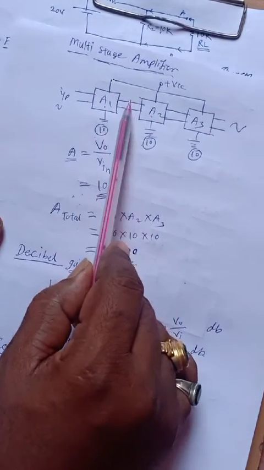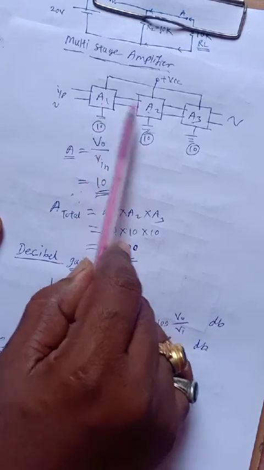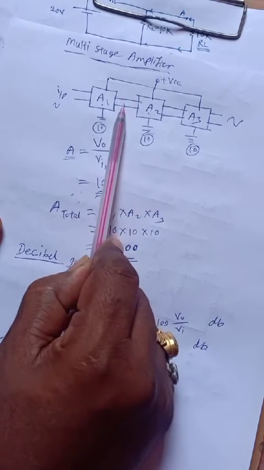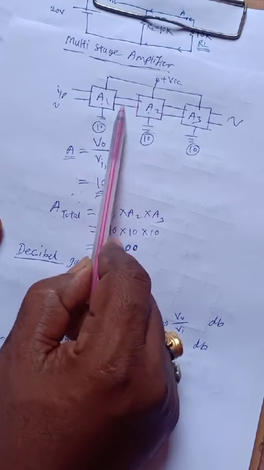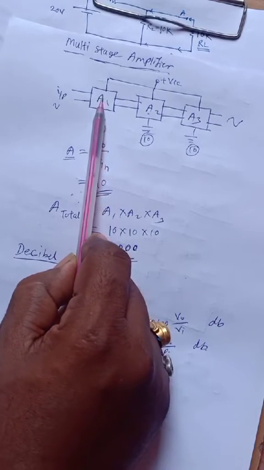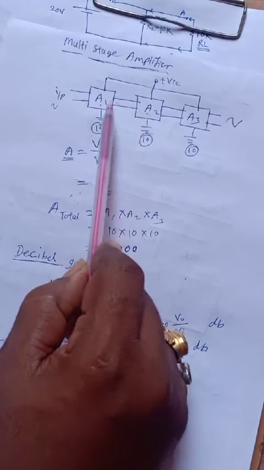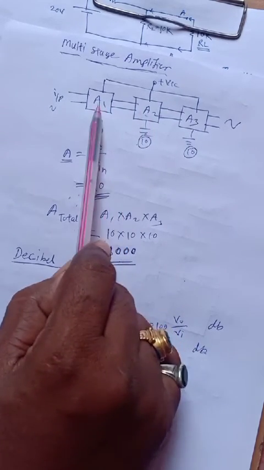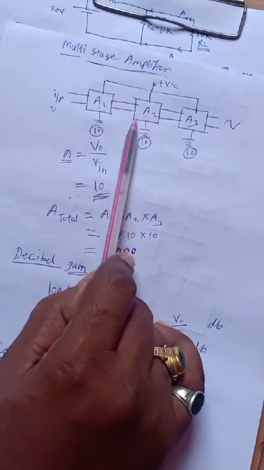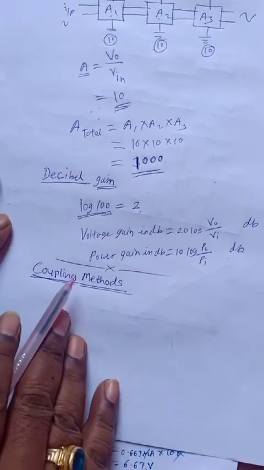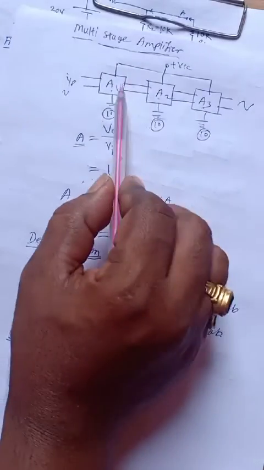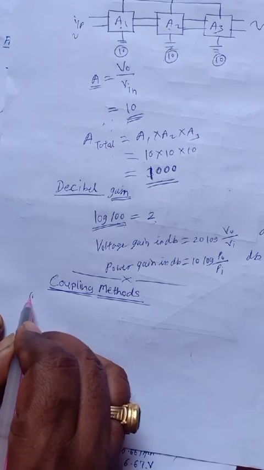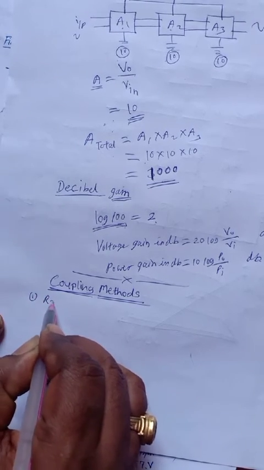we should use a coupling method, with coupling components between the two amplifiers. We have to connect something in between them so that the signal from A1 is safely connected to A2, and there is no disturbance between A1 and A2. They are not going to disturb the condition of each other. That's why we use the coupling method, that means we are using coupling components in between these two amplifiers. So the first coupling method is RC coupling.